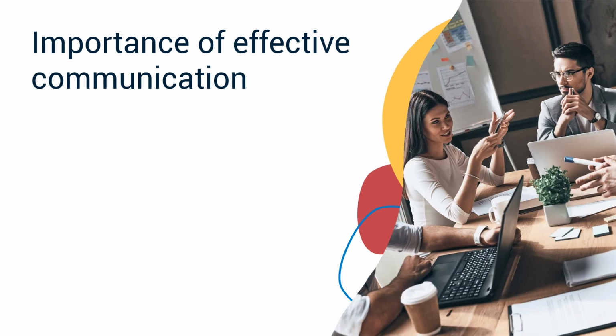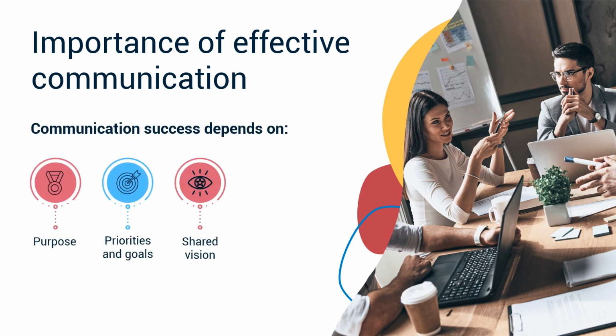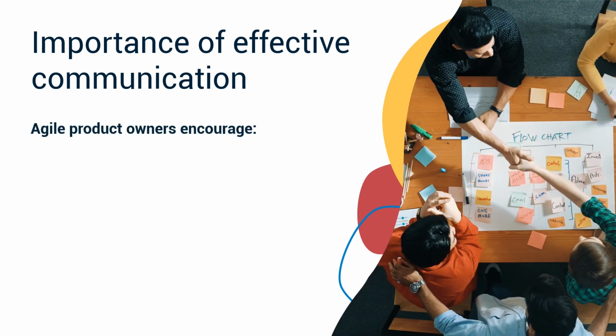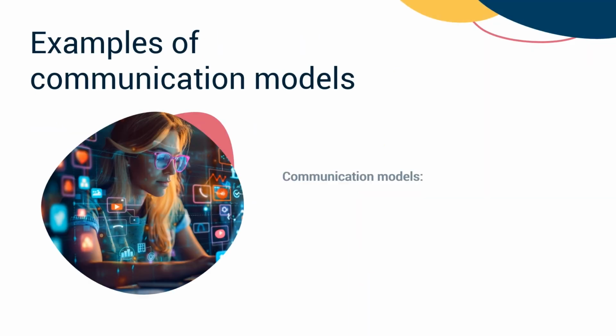Note that communication success depends on maintaining a purpose, clear priorities and goals, a shared vision, and joint accountability. Agile product owners empower teams by encouraging active listening, thoughtful decision-making, and clear articulation to adapt to, collaborate, and achieve organizational objectives. Numerous communication models are found in place, with each offering unique approaches to improving communication. Let's explore some of the most widely recognized and adopted models that are indeed celebrated for the importance of clear, effective, and straightforward processes of communication.